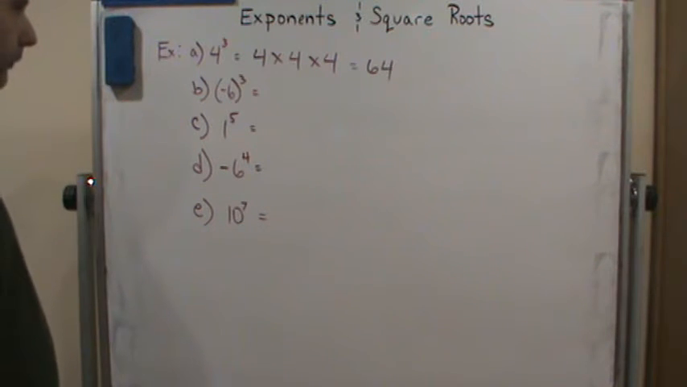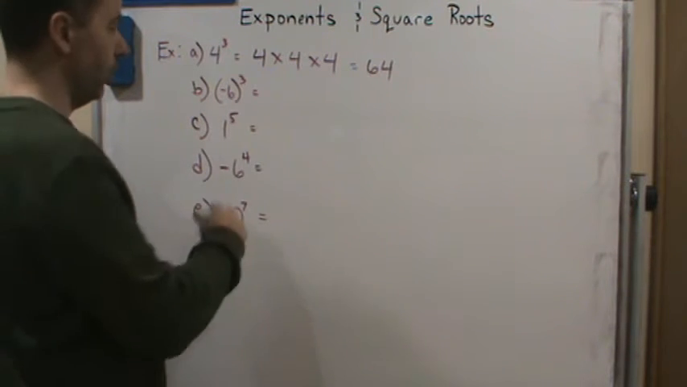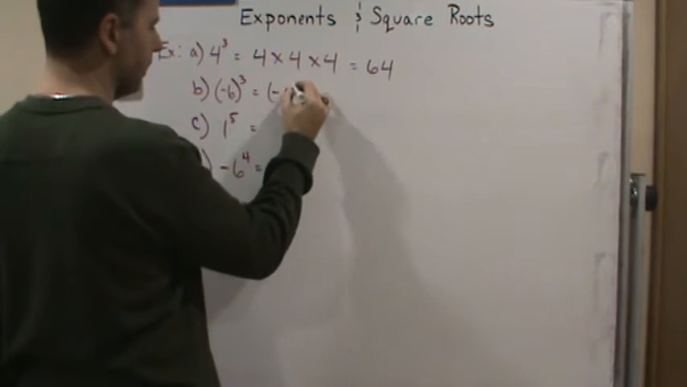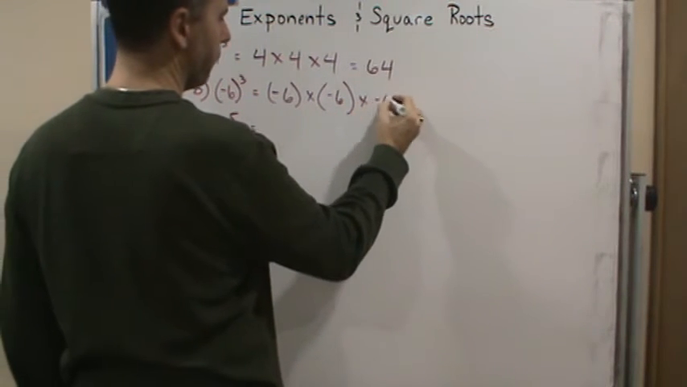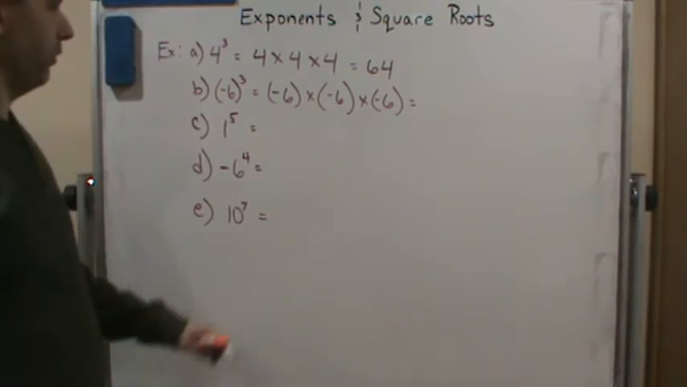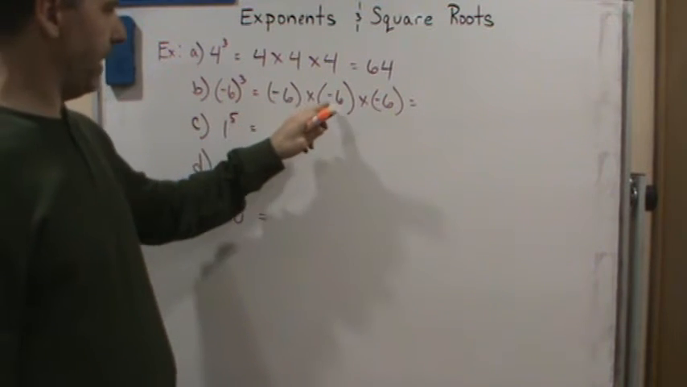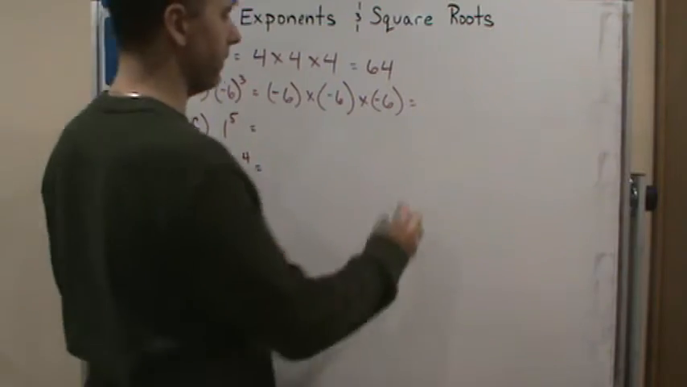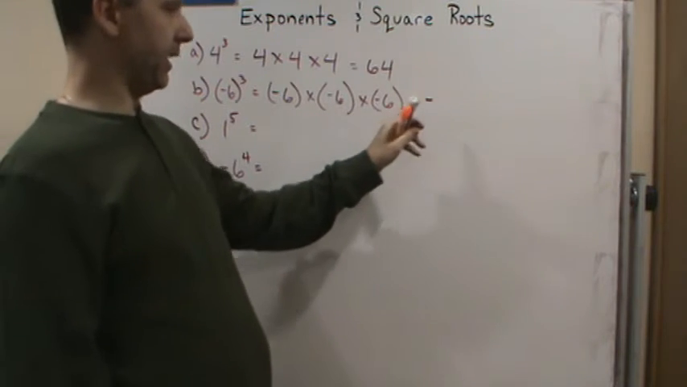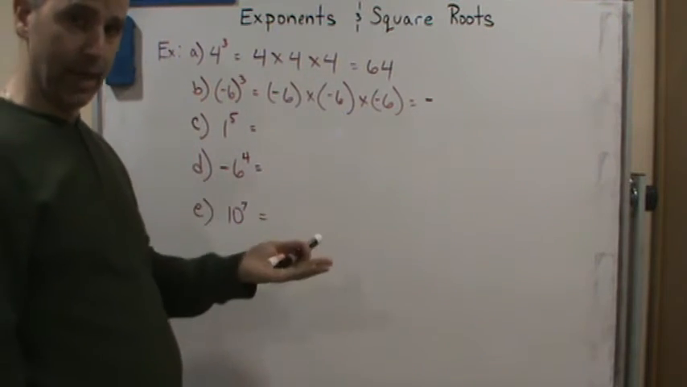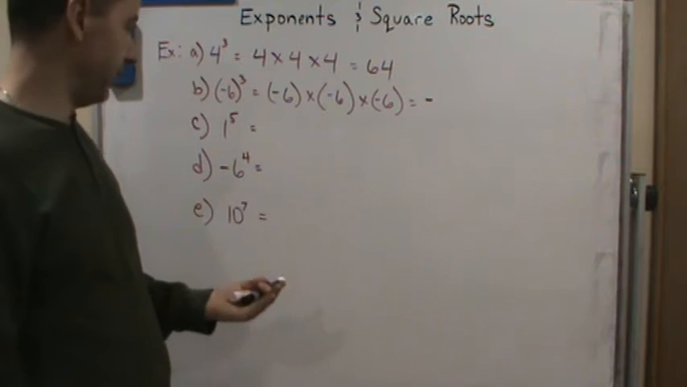Okay? Now, what does this mean? This means that I'm taking negative 6 to the third power. So again, that means I'm going to do negative 6 times negative 6 times negative 6. So negative 6 times negative 6 is positive, but look, we got an odd number of negatives. So we know that the final answer is going to be negative, right? A negative times a negative is positive, but then a positive times a negative is negative, right? So remember that. Odd number of negatives, we're going to have a negative answer. An even number of negatives, we're going to have a positive answer. Okay?